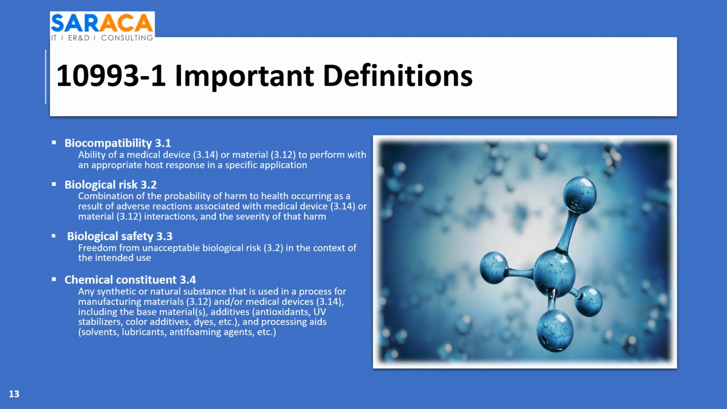A chemical constituent is defined as any synthetic or natural substance that is used in a process for manufacturing materials and/or medical devices, including the base materials, additives, antioxidants, UV stabilizers, color additives, dyes, etc., and processing aids, which may be used during the milling process or the machining process, anti-foaming agents. All those have to be determined upfront to determine whether those are biocompatible in the context of its intended use. I know that when you're extruding material, there are a lot of additives in extrusion for stabilizing material, preventing it from turning yellow during ethylene oxide radiation. And you've got to know not only that it's in there, but if it's in there in a concentration that goes over the threshold, or if it leaches out, how does it affect the human body?